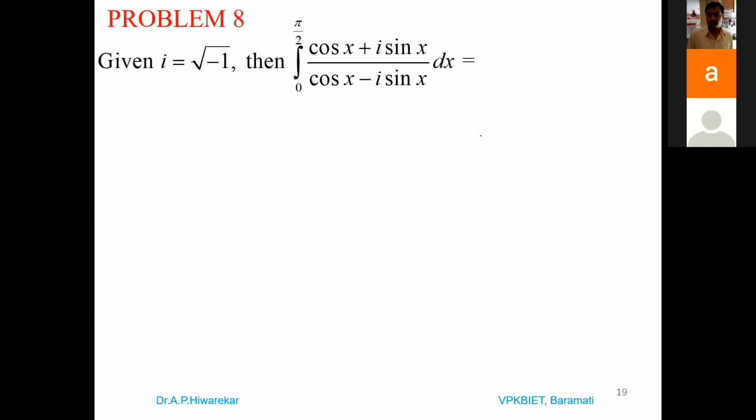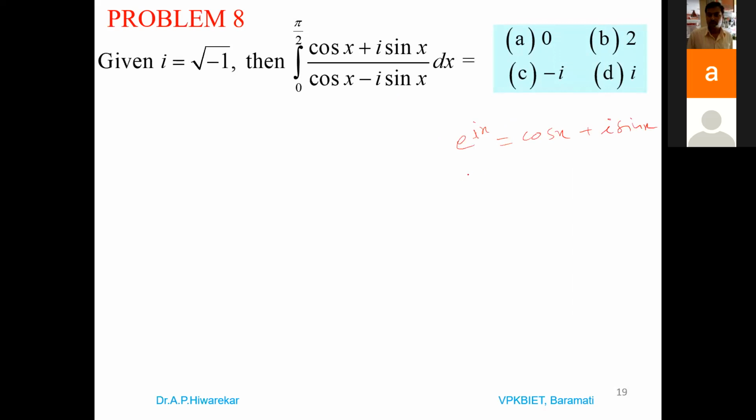The next problem is: given that i is square root of minus 1, the integral of (cos x plus i sin x) divided by (cos x minus i sin x) dx from 0 to pi by 2 is 0, 2, minus i, plus i. These are the options. And it is very simple. We know that e power ix is cos x plus i sin x, and e power minus ix is cos x minus i sin x.